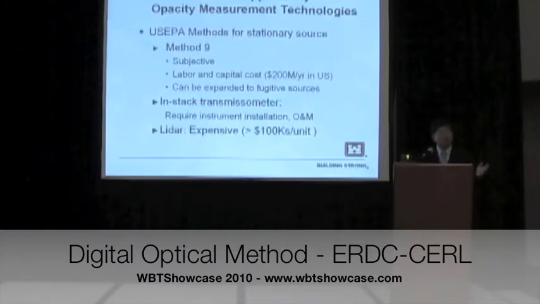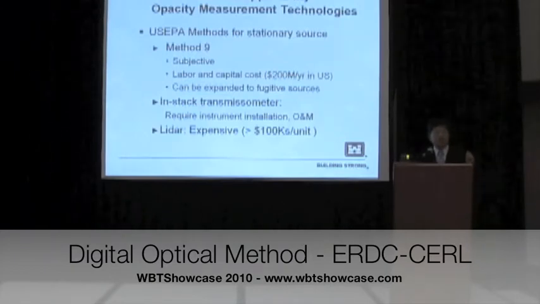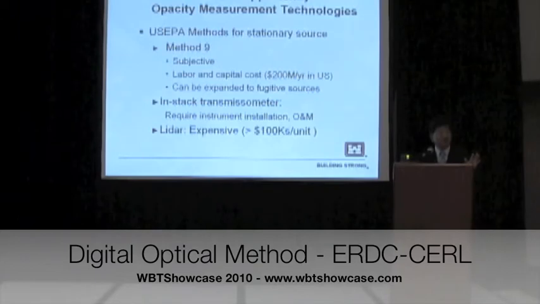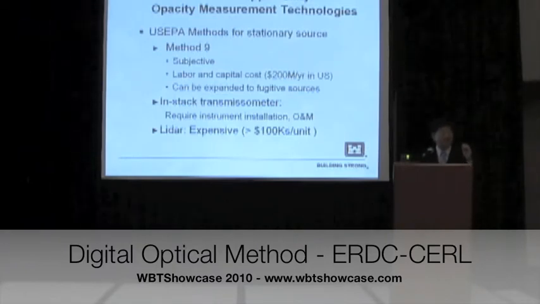Let's see how we measure opacity. The most common method for opacity measurement is called Method 9, EPA Method 9. EPA Method 9 requires the air permit owner or operator to go out and look at your stack and tell what % of opacity you are generating. It's kind of interesting. We see in the 21st century, we still use our visual perception as the measurement tool.